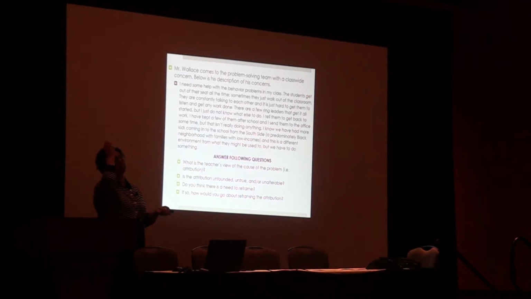What's the attribution? I could probably ask you all for examples that are worse than this one. And you know it. What's the attribution? What is it that we're saying is the problem here? The cause of the problem? The kids from the south side. The kids coming from the south side. Oh goodness. The geography tells us all. The geography is the reason. We have so much data that says the geography is the reason that tells us why kids are misbehaving. Is that unfounded, untrue, or unalterable?